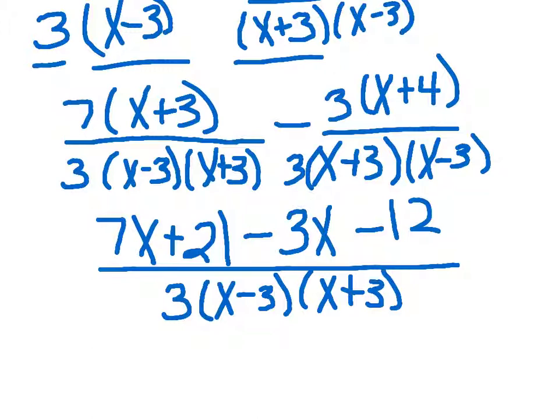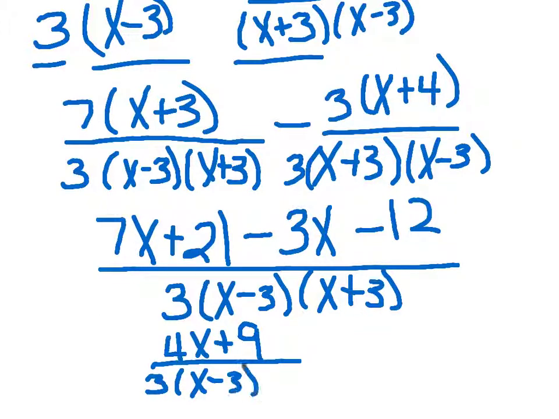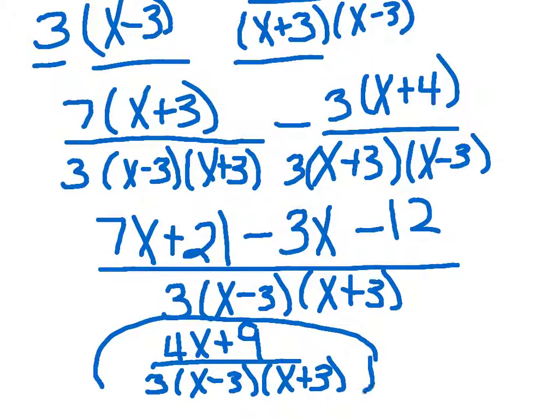And then keep simplifying it. So 7x minus 3x is 4x. 21 minus 12 is 9. Positive 9 over 3 times x minus 3 times x plus 3. And most of the time it's okay to leave the bottom just the way it is. So there we are, my final answer.